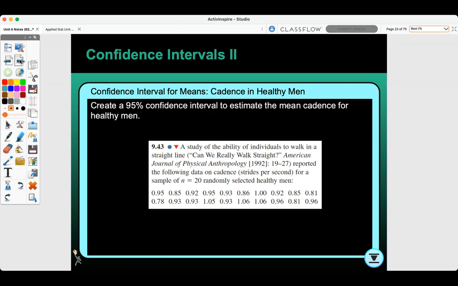So let's look at an example. We need to create a 95% confidence interval to estimate the mean cadence for healthy men. It states, a study of the ability of individuals to walk in a straight line reported the following data on cadence, strides per second, for a sample of n equals 20 randomly selected men. So that's our data there, okay?